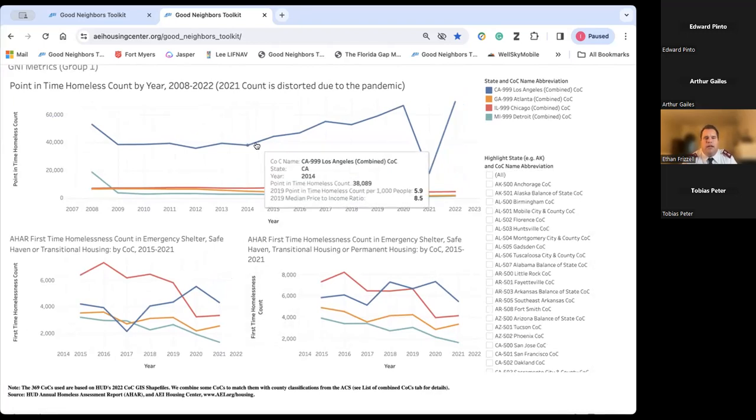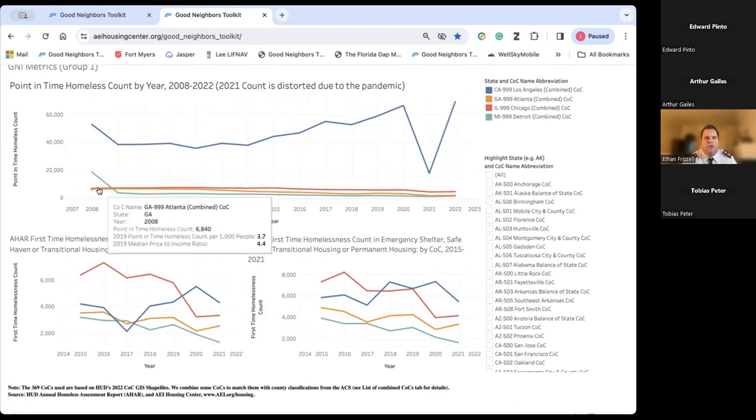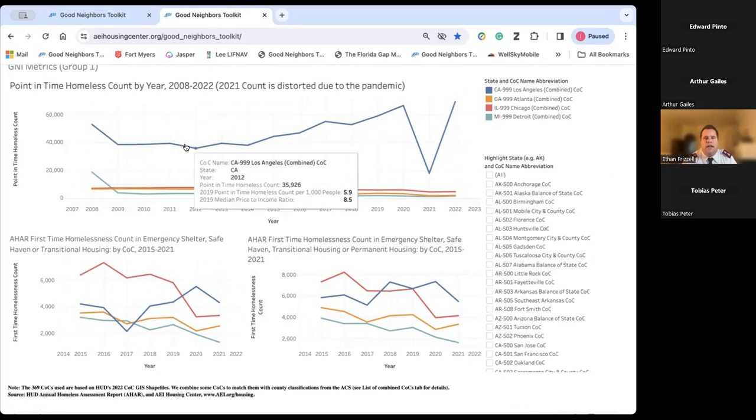So here would be LA, as you would expect, Detroit, Atlanta, Chicago, and there we have the numbers from 2007. Would anyone paying attention, would anyone listening know why we start with 2007? I'll give you the answer, because that's the first AHAR data. So again, great appreciation to AEI for the Good Neighbors Index. In 25 years of paying attention to this data, I can tell you this is the first time I've ever had our AHAR data, our HUD data, in the same data sets as housing data and economic data.